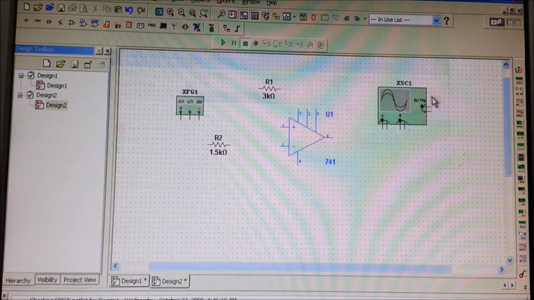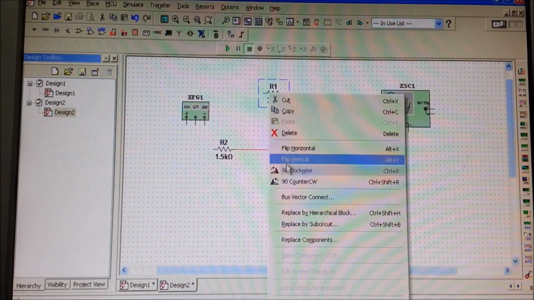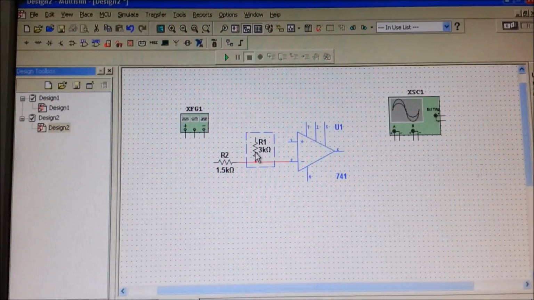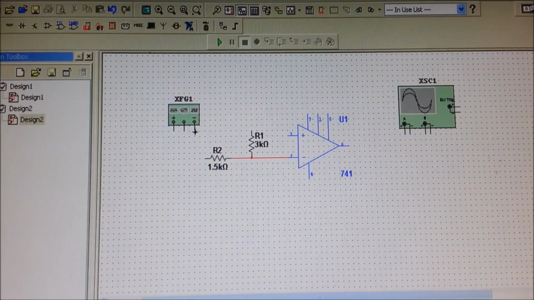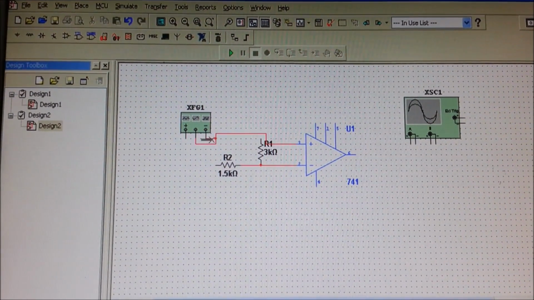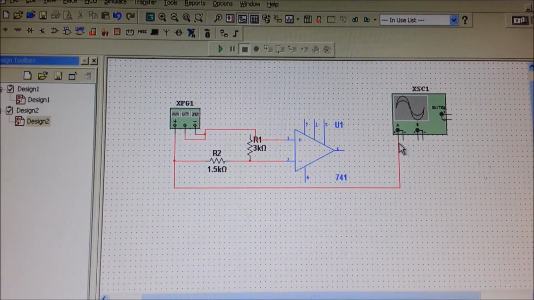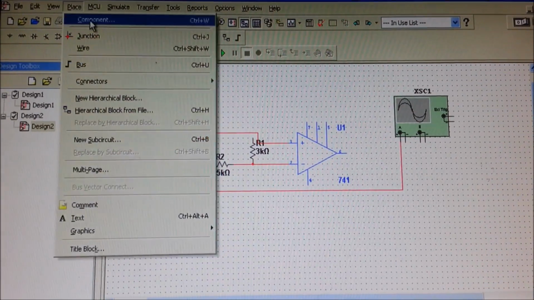Now applying the 1.5 kilo ohm to the negative pin of our 741 IC and the 3 kilo ohm from the negative pin of our 741 IC. Now grounding the positive pin of our IC and applying the input to the 1.5 kilo ohm. Now we applied to channel A the input voltage.